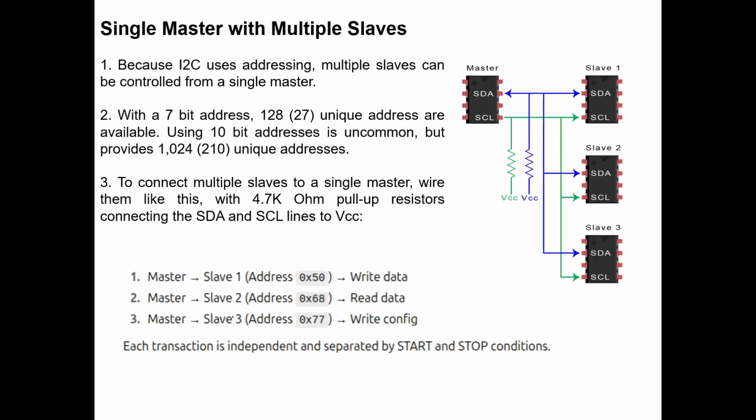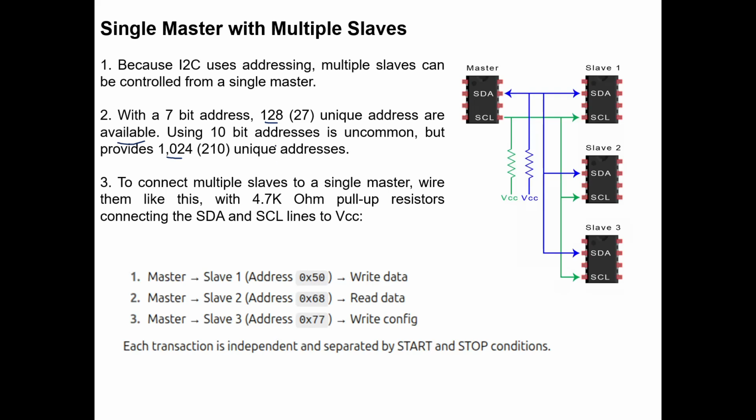See, a single master with multiple slaves. How will it communicate? Because I2C uses addressing, multiple slaves can be controlled from a single master. The single master sends different address locations. 7-bit means 128 unique addresses are available, and using 10-bit, 1024 unique addresses are available.